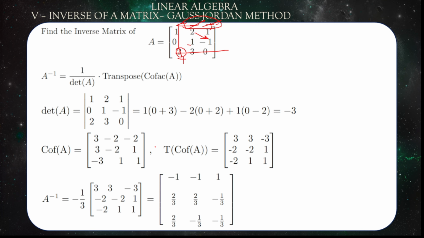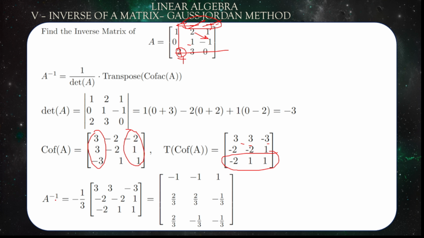We need to get the transpose of the cofactor, which is, we simply flip the columns into rows, respectively. So this column becomes a row. 3 is 3, minus 3. Then minus 2, 1. The second column becomes the second row. Then minus 2, 1. The third column becomes the third row, which is this one over here.